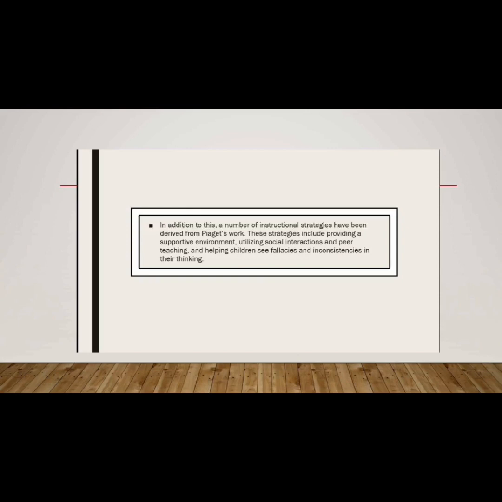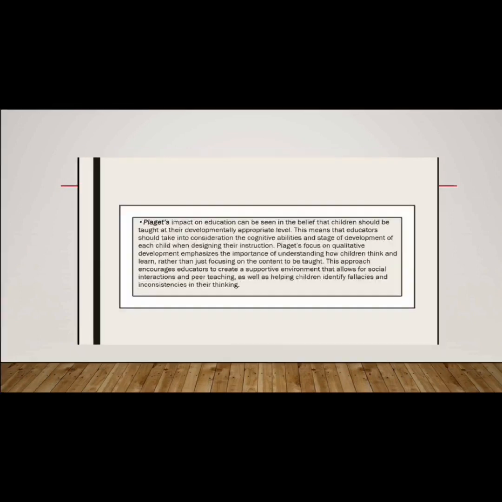These strategies include providing a supportive environment, utilizing social interaction and peer teaching, and helping children see fallacies and inconsistencies in their thinking. Piaget's impact on education can be seen in the belief that children should be taught at their developmentally appropriate level. This means that educators should take into consideration the cognitive abilities and stage of development of each child when designing their instruction.